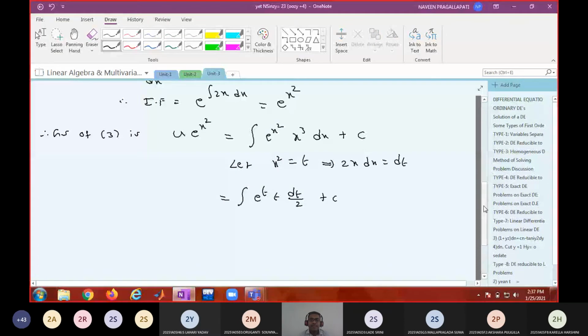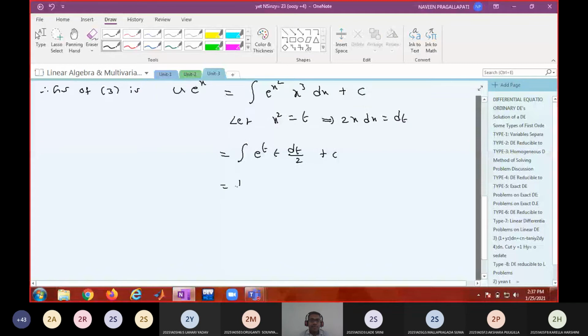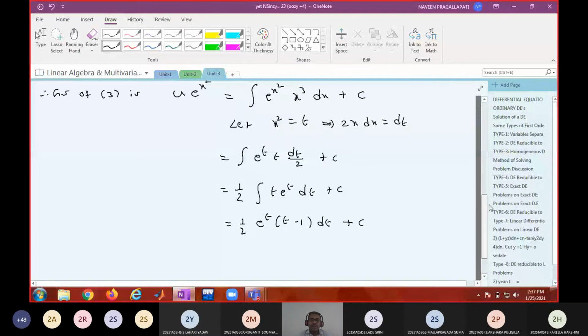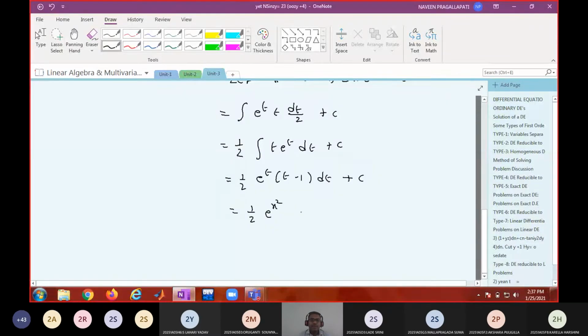Is this clear to all of you? So this is 1 by 2 into integral of t e power t dt. And you know the integral of t e power t is e power t into t minus 1 plus c. Now what is t? T is x square. So this is 1 by 2 e power x square into x square minus 1, plus c.